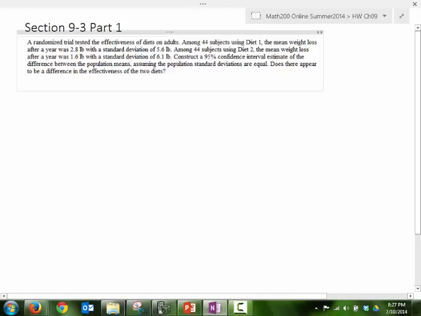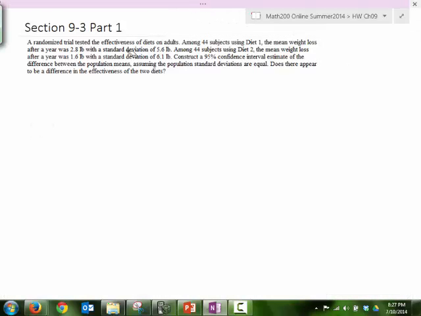A randomized trial tested the effectiveness of diets on adults among 44 subjects using diet 1. The mean weight loss after a year was 2.8 pounds, and they give a standard deviation. With 44 subjects in the second diet, the mean weight loss was 1.6 pounds. The standard deviation is 6.1. We want to, instead of constructing a 95% confidence interval, let's first do a hypothesis test.